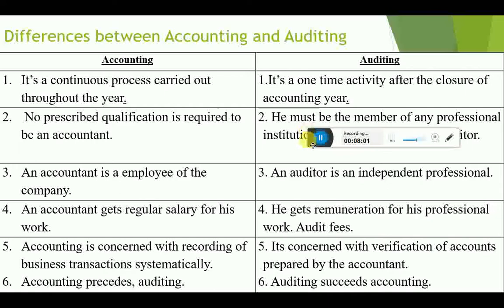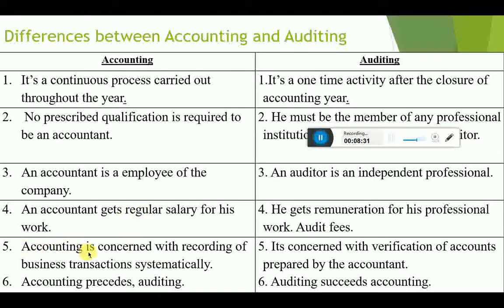Okay, number 4 difference is that an accountant gets a regular salary for his work, whereas the auditor does not get a salary. He is charging a fee for the audit work that he has carried out, and the fee depends upon the complexity of the work. The more complex the audit work, the higher the fee, right? So an auditor gets remuneration while an accountant gets a salary.